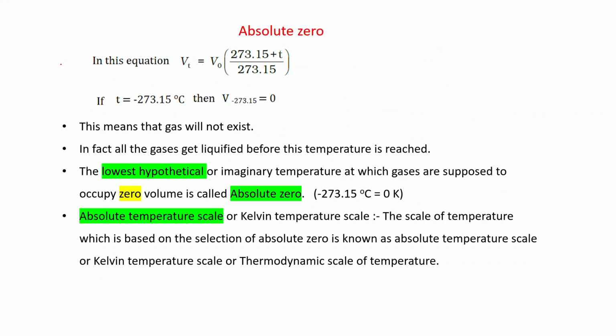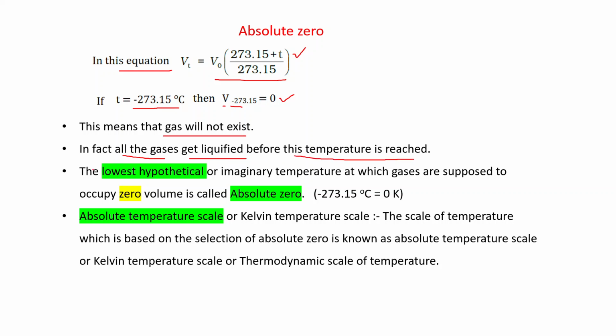Now, if we decrease the temperature, and suppose this T is equal to minus 273.15 degrees Celsius, then the volume at this temperature becomes 0. Is it possible to get the volume 0? No. It means that gas will not exist, but practically it is not possible. Actually, in fact, all the gases get liquefied before this temperature is reached.